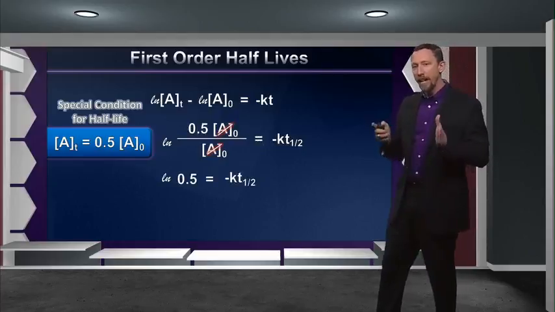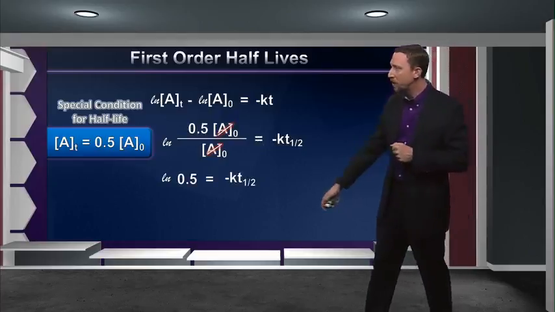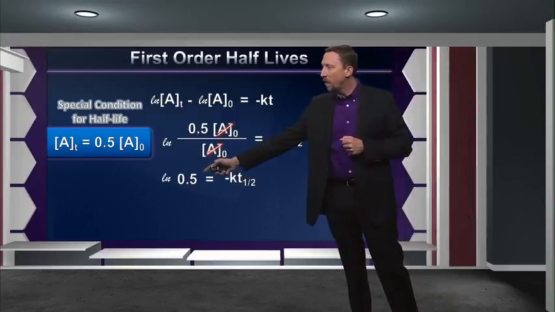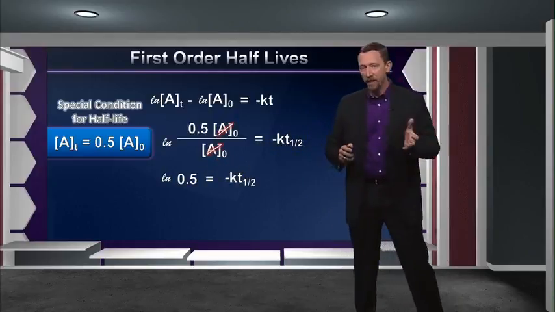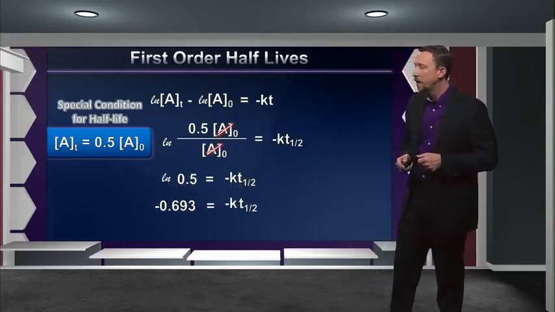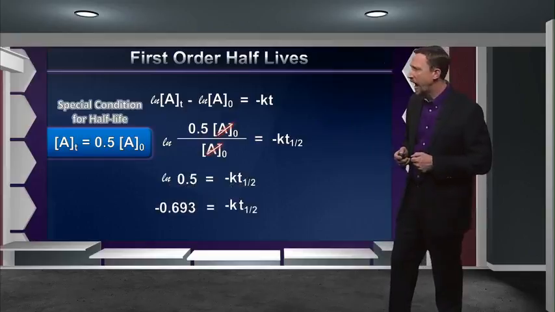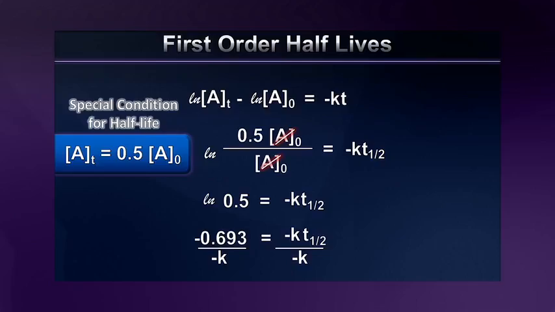So when I'm getting down to the point where I have only 1/2 of my original material, it will be the natural log of 0.5 equal to minus k times T1/2. I'll do the math there. The natural log of 1/2 is 0.693. I'll divide through by minus k, and then clean up my negative signs.